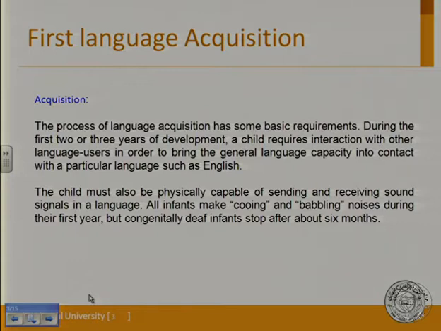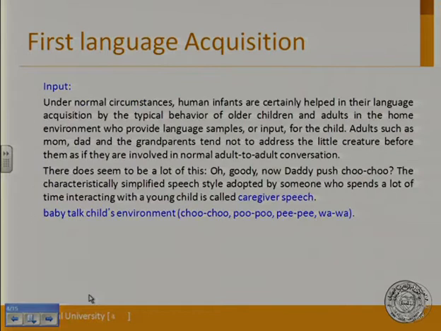All infants first make cooing by saying coo, coo. So all infants make cooing and bubbling, b, b. Infants start making cooing and bubbling noises during the first year. But congenitally deaf infants stop after 6 months.